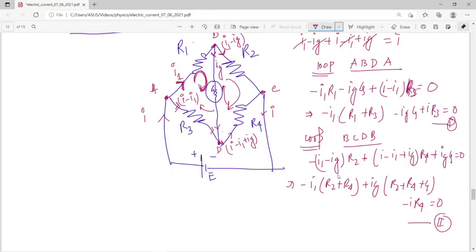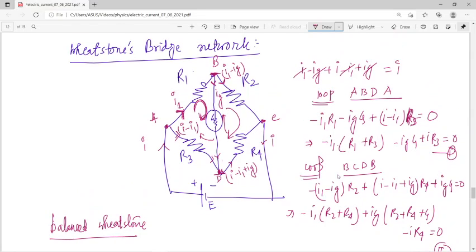Now there is a condition, that is called balanced Wheatstone bridge network. That means when this potential voltage and this potential voltage are the same, that means points B and D have the same potential, that means that is balanced, and the current Ig should be equal to 0. So balanced Wheatstone bridge network means the current through the galvanometer is 0.